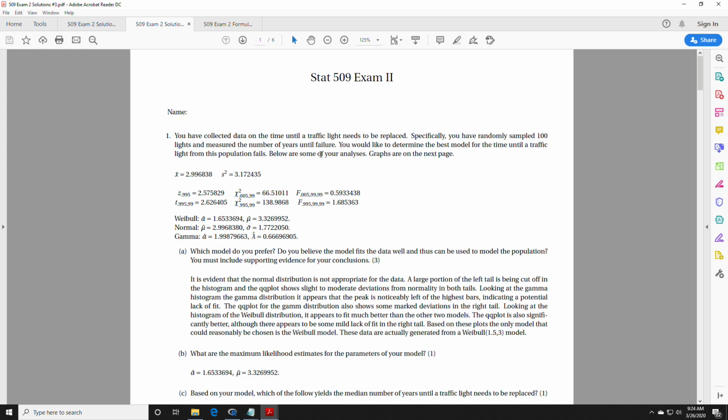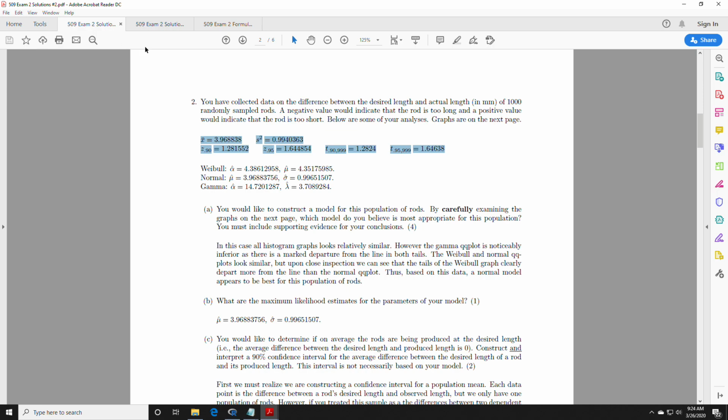Based on the wording of this question, it might be a little confusing as to what we're doing. We're taking the difference between desired length and actual length, but there's not two groups. The desired length is just a number, and we're just subtracting what we actually measure from the desired length. So this is actually only a one sample problem. You didn't really get that from the wording; you'd have to logically determine that.